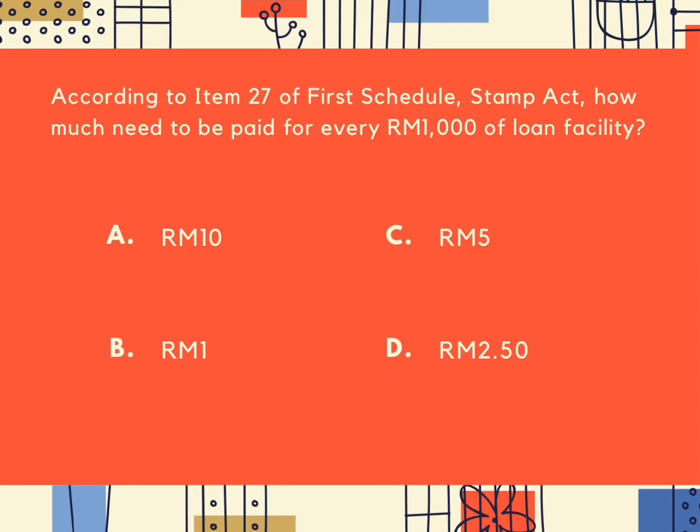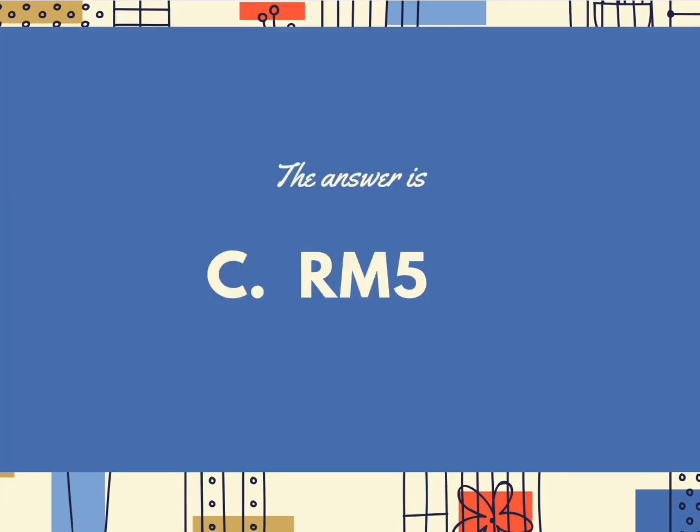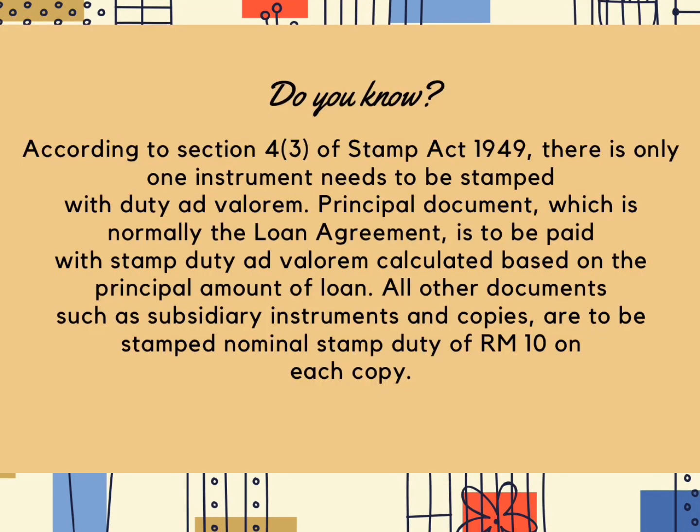According to item 27 of the First Schedule of the Stamp Act, how much needs to be paid for every 1,000 of loan facility? The answer is C, RM5. Before we proceed, do you know that according to Section 4 Clause 3 of the Stamp Act 1949, there is only one instrument that needs to be stamped with ad valorem duty. The principal document, which is normally the loan agreement, is to be paid with stamp duty ad valorem calculated based on the principal amount of the loan.